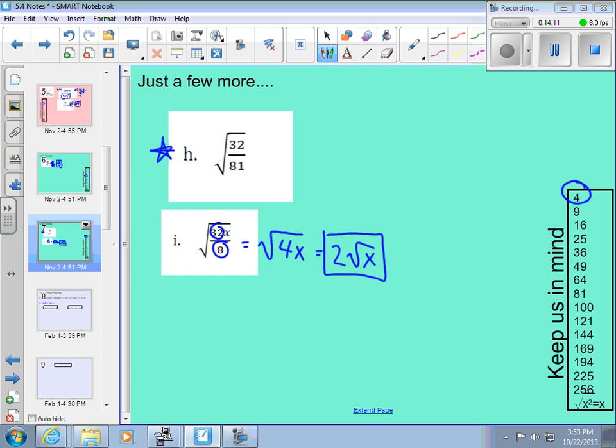All right, tomorrow we'll keep going and look at some other properties of square roots. And then the next day we're going to look at something called imaginary numbers.